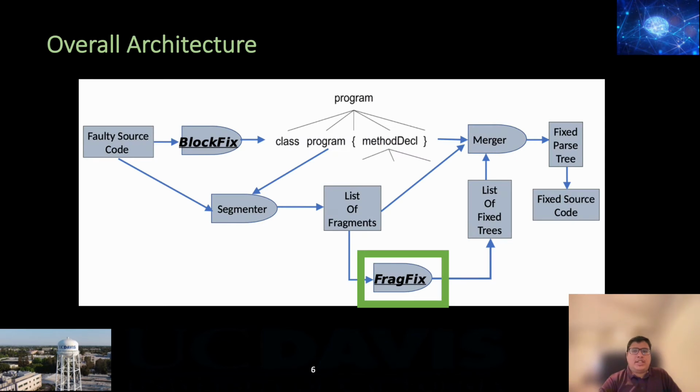One of the advantages of the BlockFix model is it has a very small vocab. We abstracted out all the expressions and replaced the identifiers with a generic token, which makes the vocab size very small, and deep learning models can benefit from that. In the next slide, we will discuss our second deep learning model, FragFix.